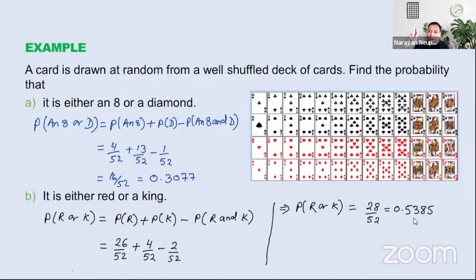Okay, and we looked at 2 different types of events here. One is the disjoint or mutually exclusive, and the other one is mutually inclusive or the joint event. So before I move on, do you guys have any question on this example? Is this example clear? Yes. Good. Okay, now let's look at a summary of what we have done so far.